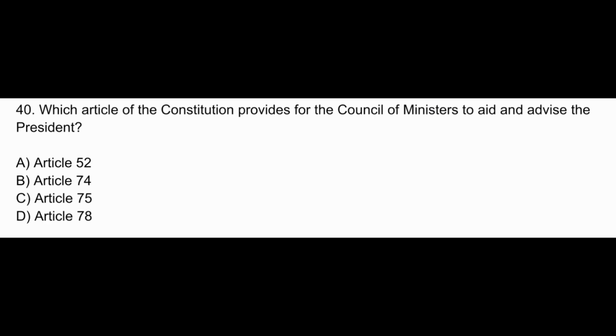Next question. Which article of the Constitution provides for the Council of Ministers to aid and advise the President? Option A, Article 52. Option B, Article 74. Option C, Article 75. Option D, Article 78.